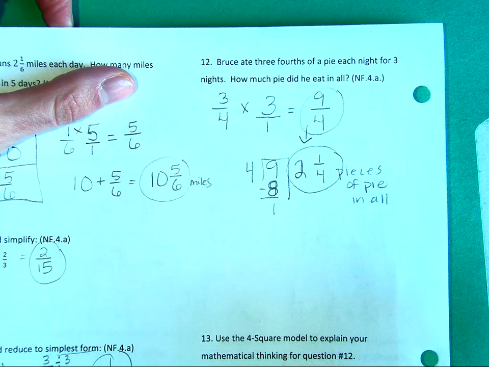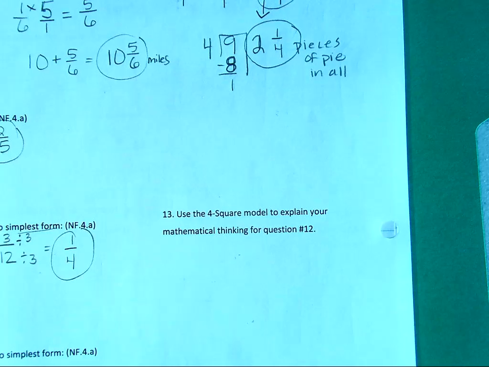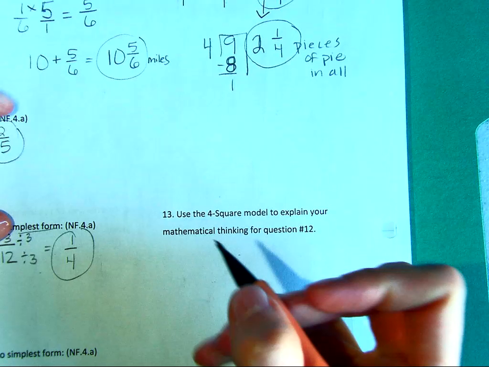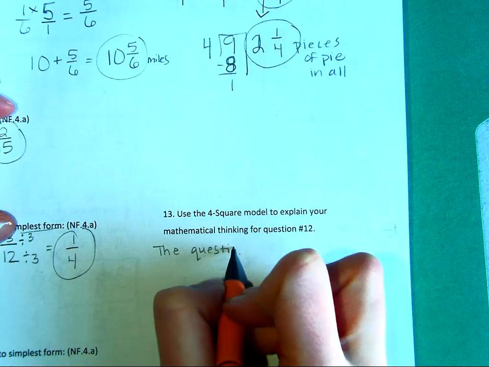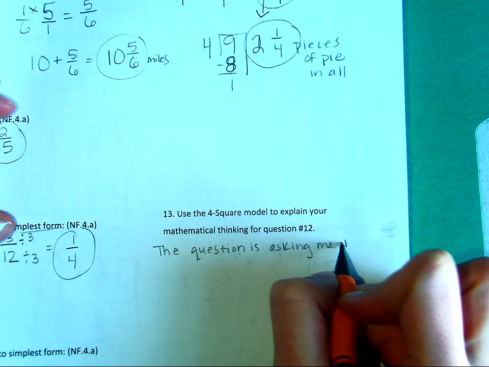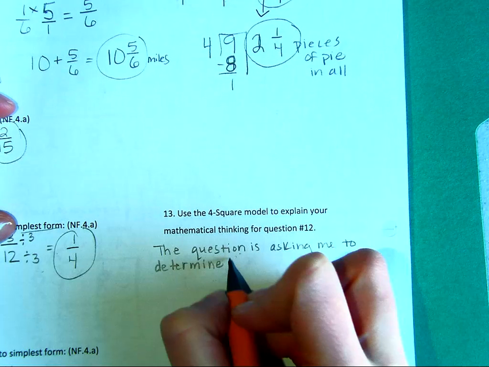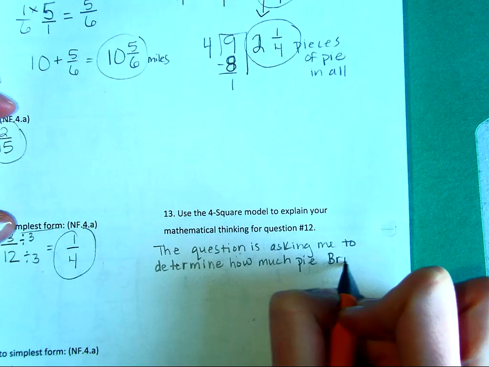So question number 13 says to use the 4-square model to explain your mathematical thinking for number 12. So first thing I need to do is identify the question. So I'll say the question is asking me to determine how much pie Bruce ate in all.